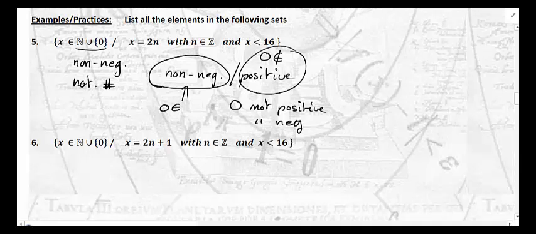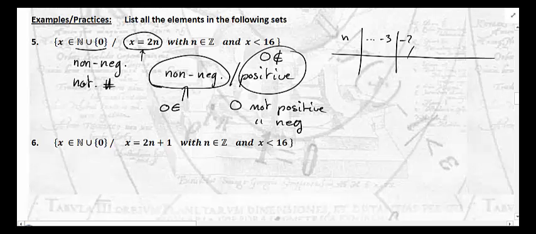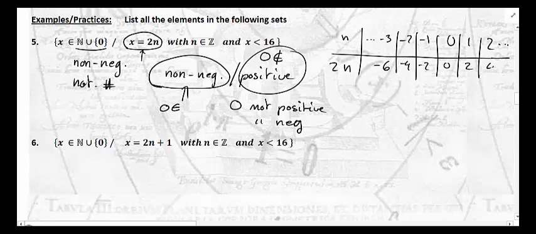I want the non-negative natural numbers such that x is equal to 2n, so you're going to get very quickly familiar with this notation, and x is smaller than 16. What is 2n with n in Z? So look at that. I'm going to take n in Z right here, okay? So for example, I'll start with -3, -2, -1, 0, 1, 2, etc., etc., etc. And let me get 2n. Let's see what that is made of. -6, -4, -2, 0, 2, 4, and so on.